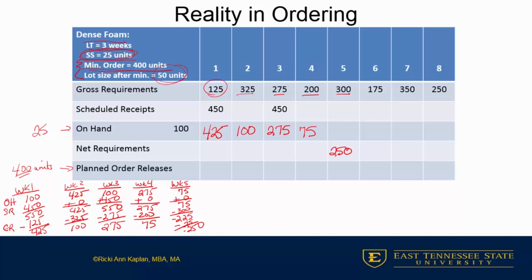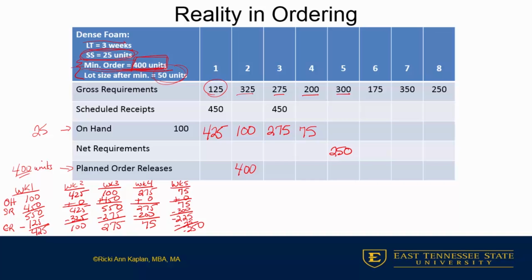Now, can we order 250 units? No, our minimum order size is 400 units. 400 units is greater than 250, so that's how much I'm going to order at this point. I can take a look 3 weeks, 1, 2, 3 weeks in advance. I'm going to order 400 units. Why 400? It's my minimum order size. I have to order at least 400 units.